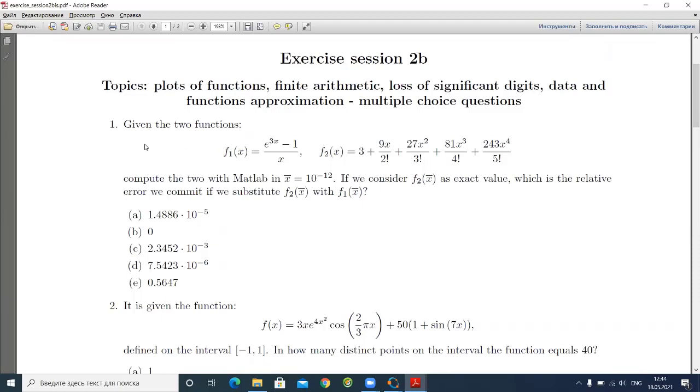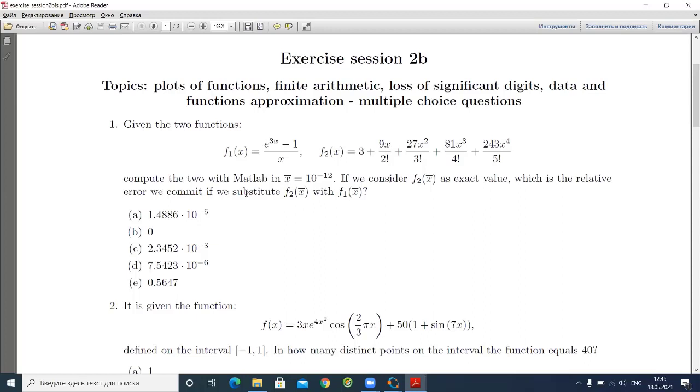Okay, so here you can see in first one, is it visible, students? So given the two functions, f1 and f2, this is, if we open e to power of x with Taylor expansion, we get the approximation form to this one, f2. Yeah, they are close functions, equivalent function, we can say, in infinity. So now we need to work with this function.